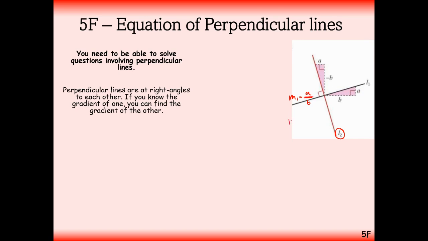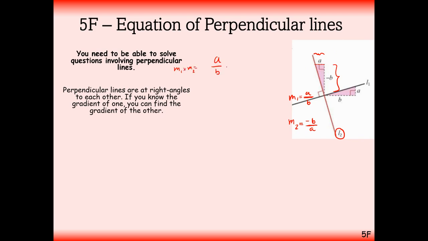What's the gradient of line 2 there? It's changing y over changing x. So line 2 has gradient m2, which is minus b over a. Changing y is minus b, changing x is a. So what do you notice about these two gradients? They're similar, but they're reciprocals of each other, and one is negative, one is positive.